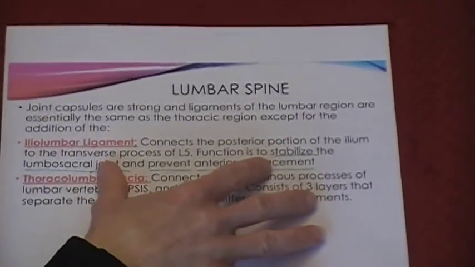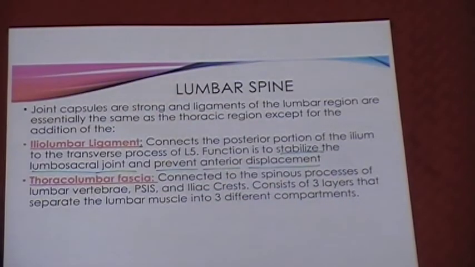Okay, and then for the lumbar spine, the joint capsules are strong and the ligaments of the lumbar region are essentially the same as the thoracic region, except for an addition of the iliolumbar ligament and the thoracolumbar fascia. So the iliolumbar ligament connects the posterior portion of the ilium to the transverse processes of L5. It functions to stabilize the lumbosacral joint and prevents anterior displacement, so forward movement.